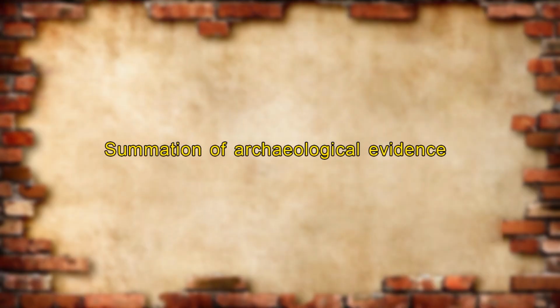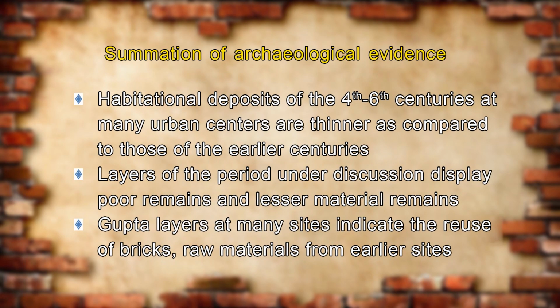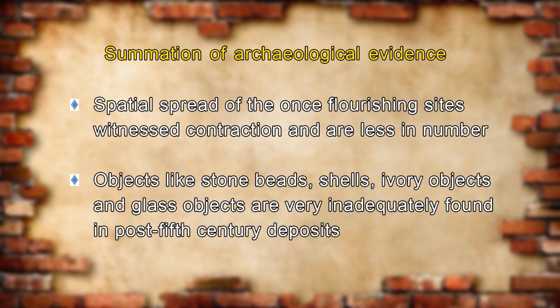The archaeological evidences can be summed up in the following points. The habitational deposits of the 4th to 6th centuries at many urban centers are thinner as compared to those of the earlier centuries. The layers of the period under discussion display poor remains and lesser material remains. The Gupta layers at many sites indicate the reuse of bricks and raw material from earlier sites. The spatial spread of the once flourishing sites witnessed contraction and the sites are less in number.